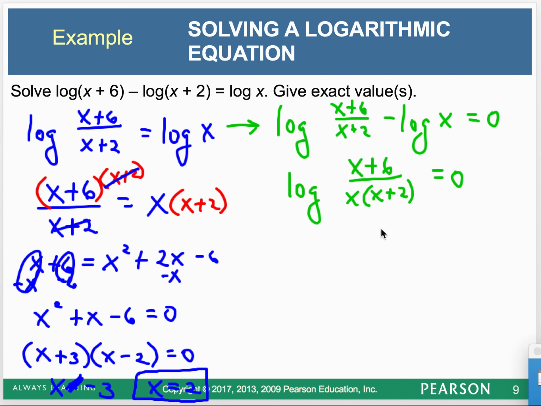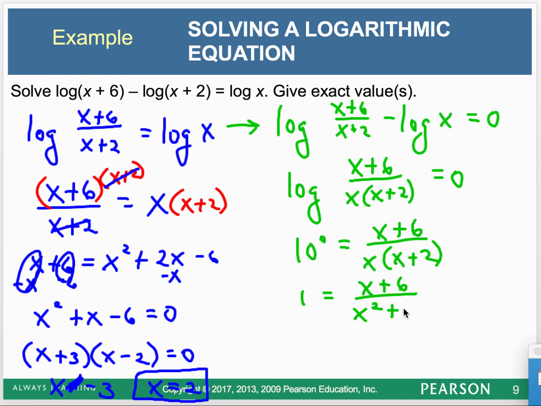Right? And now if I changed it to exponential form, I have to know this is 10. So 10 to the 0 would equal x plus 6 over x times x plus 2. Anything to the 0 power is 1. Let's go ahead and get rid of those parentheses. And then here's my equation without any logs.